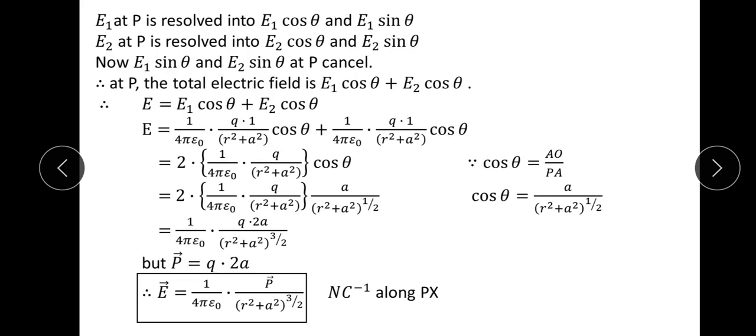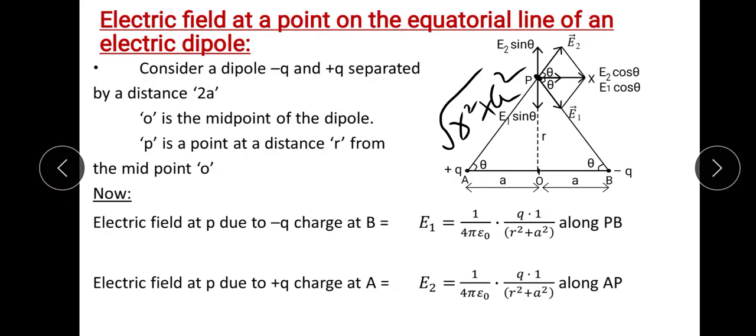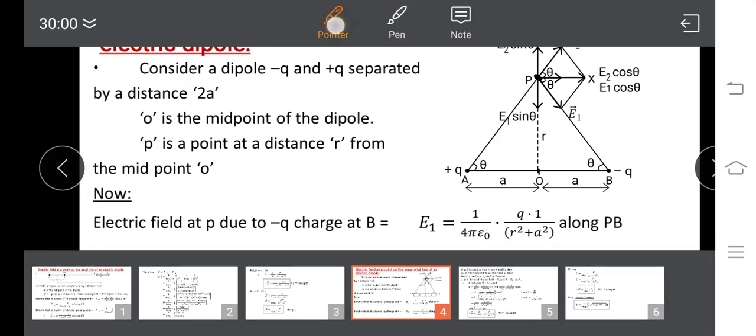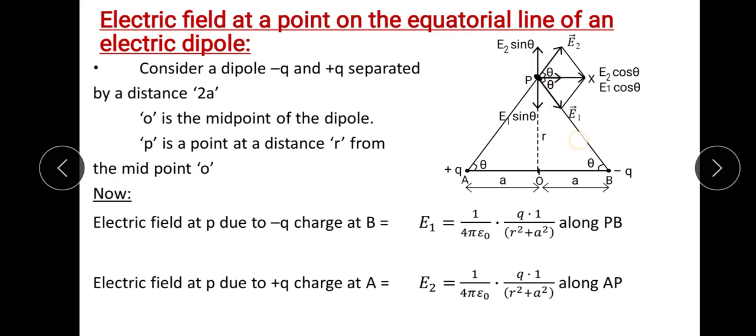Now E1 at point P is resolved into E1 cos theta and E1 sin theta. Similarly, E2 at point P is resolved into E2 cos theta and E2 sin theta. Now look at the diagram again. You can observe there is an electric field E1 here, correct? So this E1 is resolved into two components. One is E1 cos theta, the other one is E1 sin theta. So we have resolved this vector into two components. In the same way, E2 is also resolved into two components. This is E2 cos theta and this is E2 sin theta.